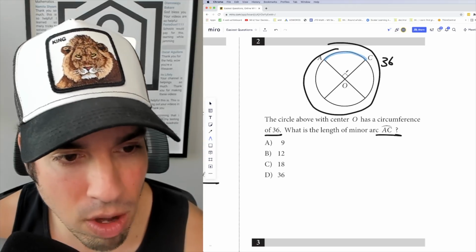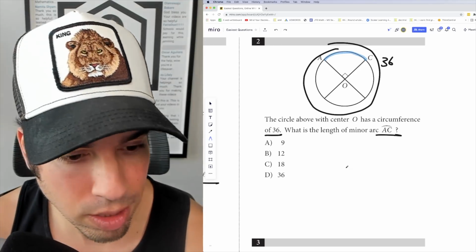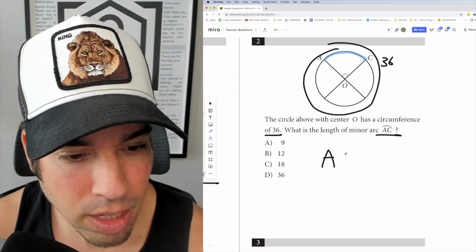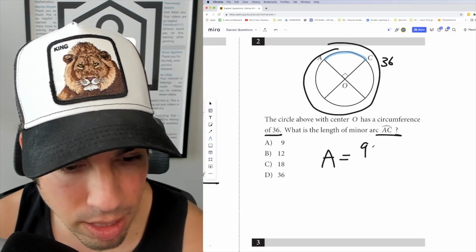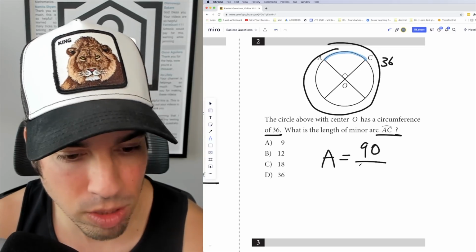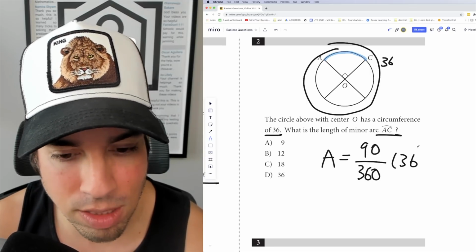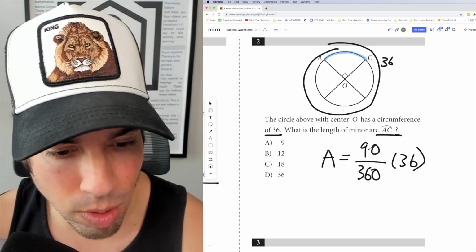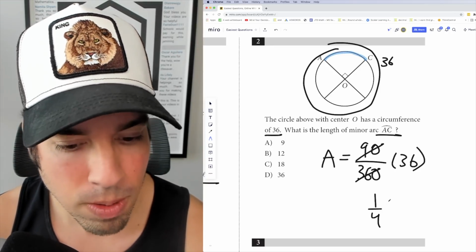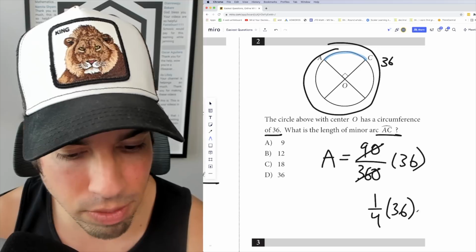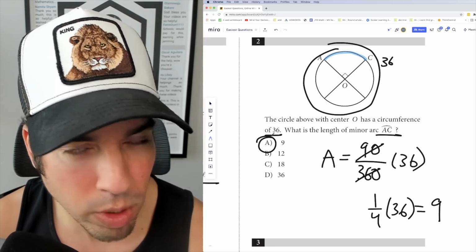Well, it's really helpful that we've got this 90-degree angle because there's a formula for arc length. Arc length equals the measure of the central angle that cuts out the arc, which is 90, over the total amount of degrees in a circle, which is 360, times the circumference, which we know is 36. Now I have an equation. Now I can solve this, right? First of all, 90 over 360 reduces to 1/4. So all I got to do now is take 1/4 of 36, which gives me 9. A for the win. Done.